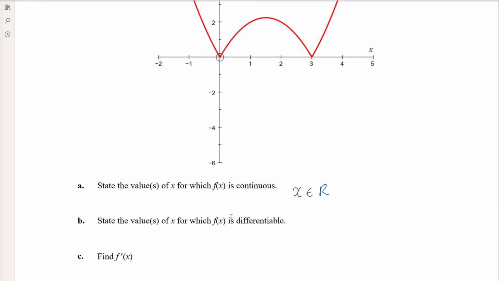State the values of x for which f of x is differentiable. Okay, so it's differentiable for all the real numbers except for those 2 points where we've got those sharp corners. So except when x is 0 or when x is 3. So again, set notation, curly brackets. It's a list of specific values. It's not a range of values from 0 to 3.